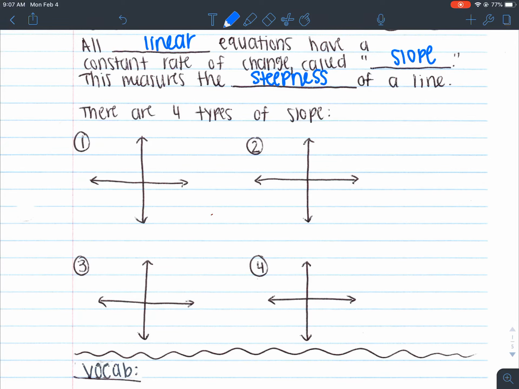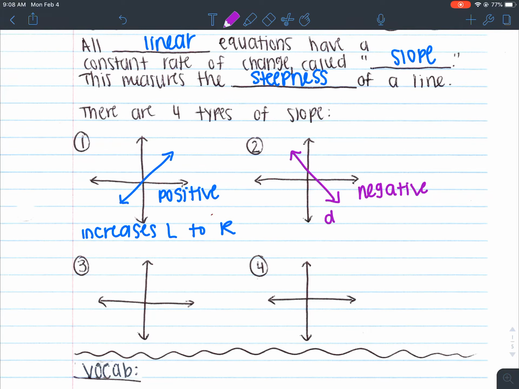Our first type of slope is going to look like this, and that is called a positive slope. So from left to right, it is increasing. So it increases left to right. Okay? Our next type of slope is one that looks like this, or let's draw a better line, that's ugly. And that's a negative slope. So it decreases left to right.